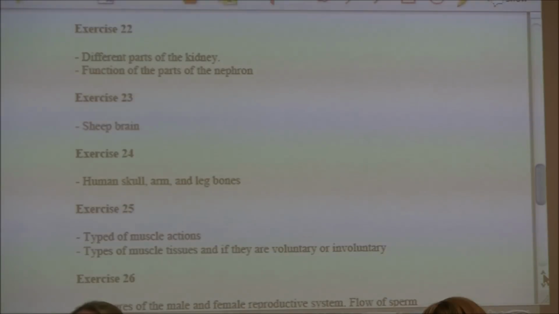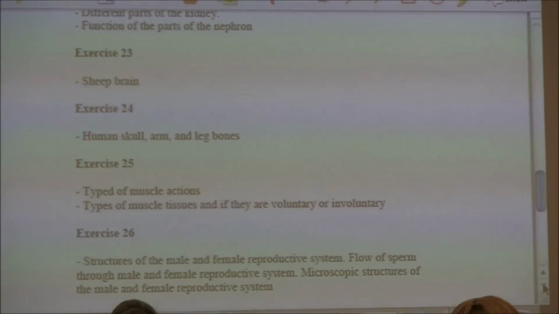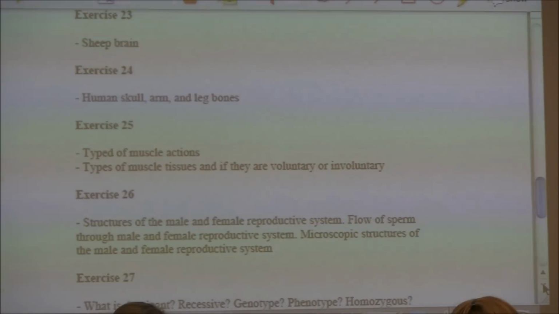So what's the function of the Bowman's capsule? What's the function of the loop of Henle? What's the function of the collecting tubule? Okay, so you find that in your notes in the pre-lab. Okay? So that question comes entirely from the pre-labs of exercise 22. All right? You guys okay?